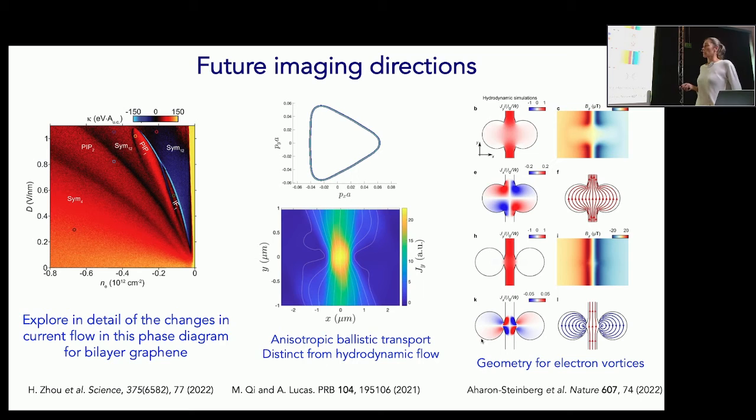Some other future directions that we're currently working on are looking at bilayer graphene, exploring magnetic features in the phase diagram of bilayer graphene, and looking at what the current flow is in those regimes, and looking at anisotropic transport in bilayer graphene, which has an anisotropic Fermi surface, and hence should be a nice way to distinguish ballistic and hydrodynamic flow.